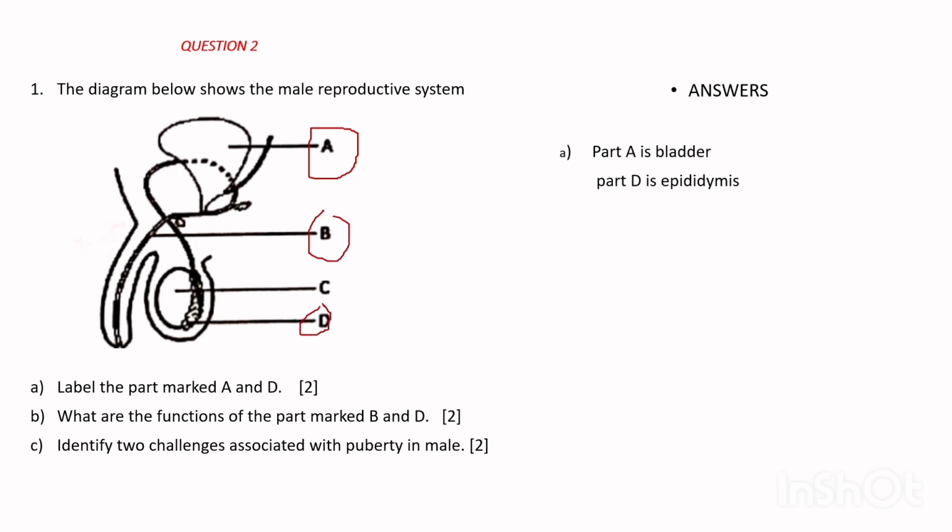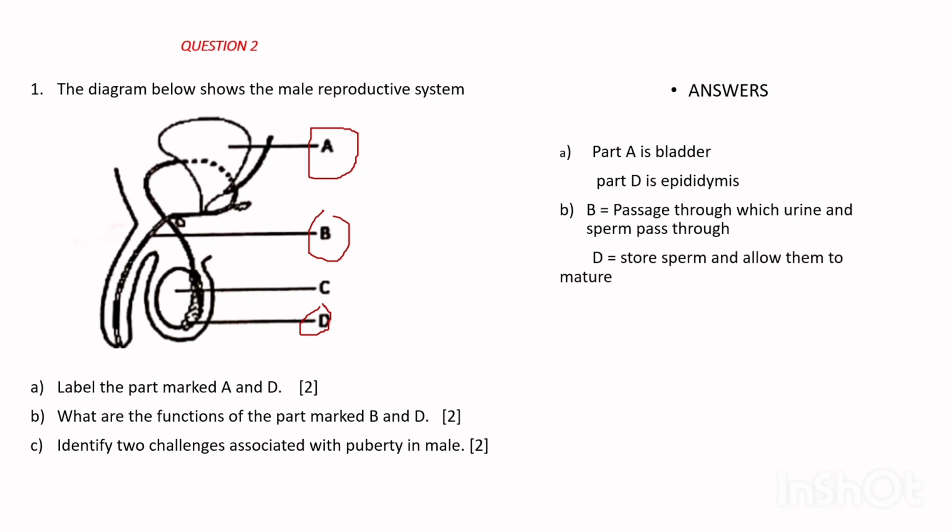They're just simply repeating the same questions over and over. So part B, passage through which urine and sperm pass through, because we know that part B is the urethra, and part D, we know that part D is the epididymis. What's the function of the epididymis? Store sperm and allow sperm mature. We move to question C. Identify 2 challenges associated with puberty in male. So shoulders get wider, voice deepen, penis enlargement, so on and so forth.